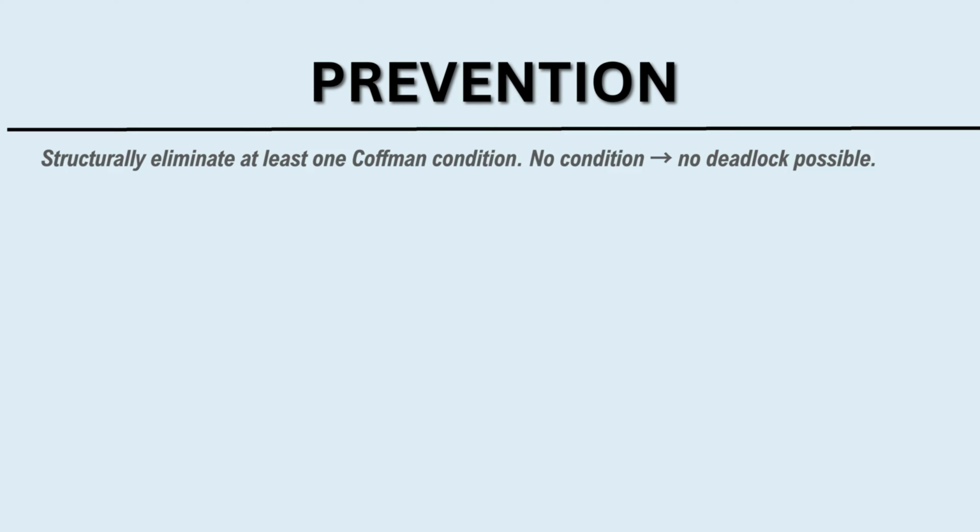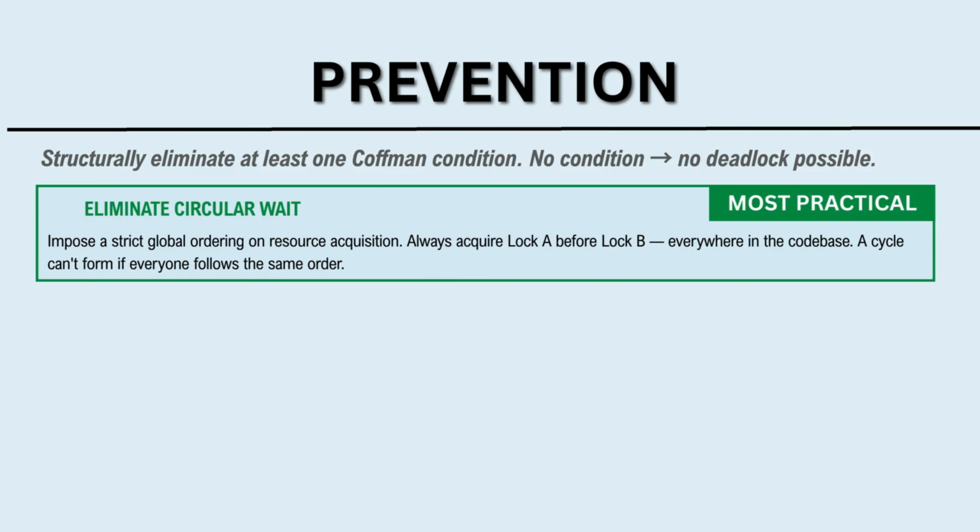Prevention means you structurally eliminate at least one of the four Coffman conditions. If the condition cannot hold, deadlock is impossible. The most practical approach is eliminating circular wait. You impose a strict global ordering on resource acquisition. If every thread acquires lock A before lock B, then a cycle simply cannot form. No cycle means no deadlock.